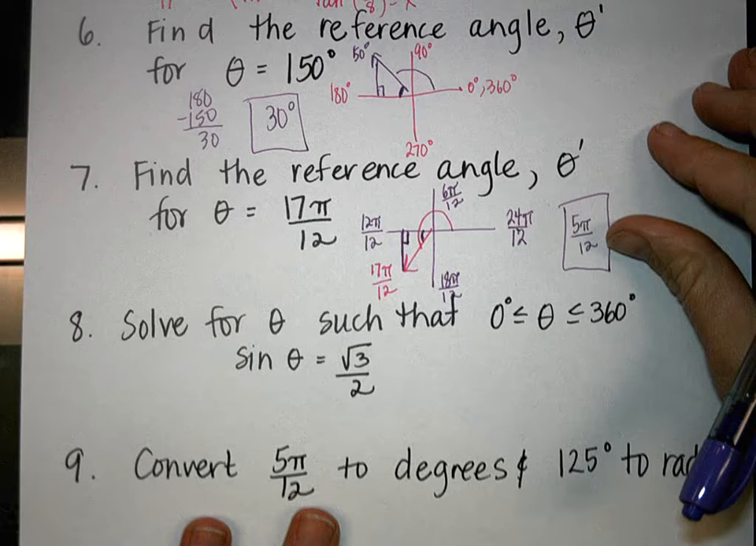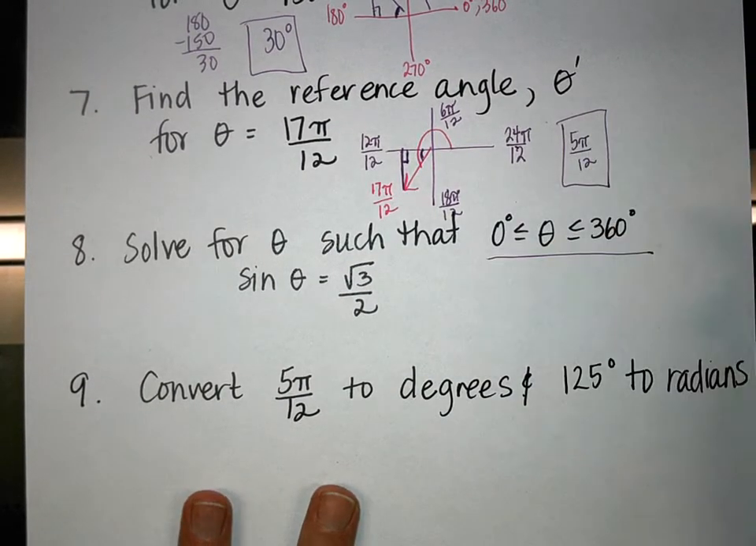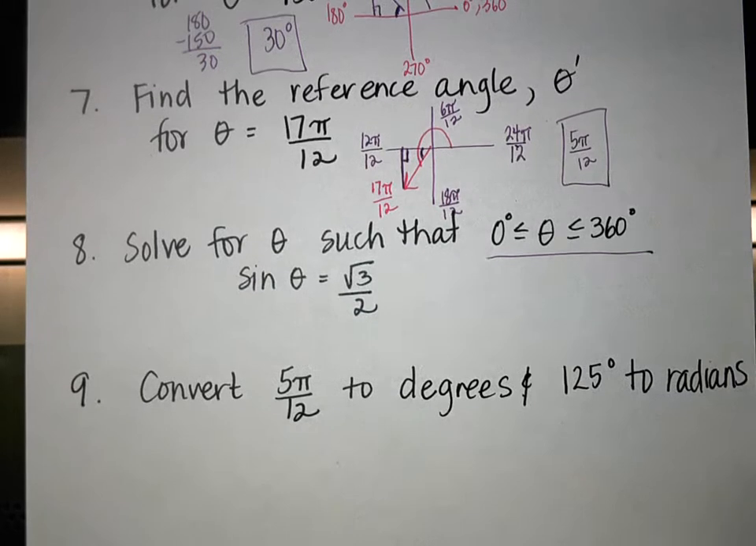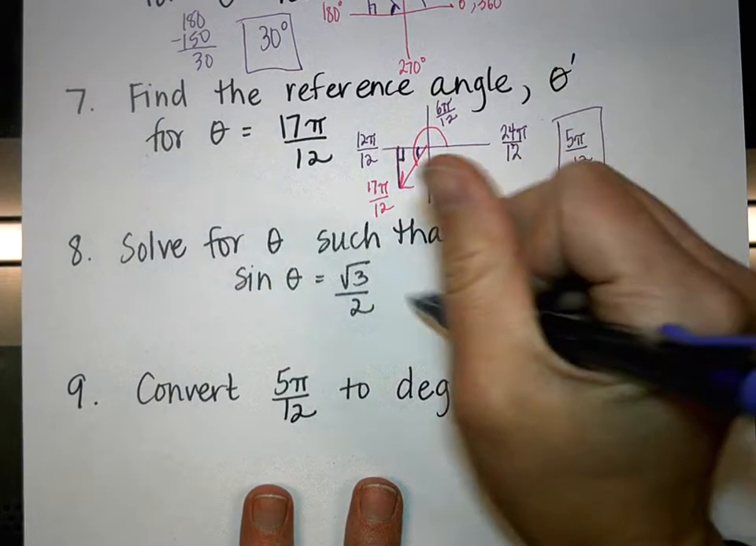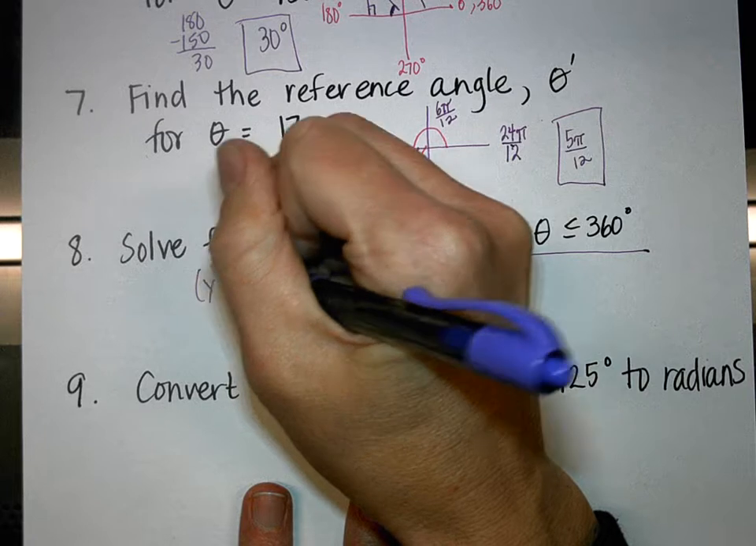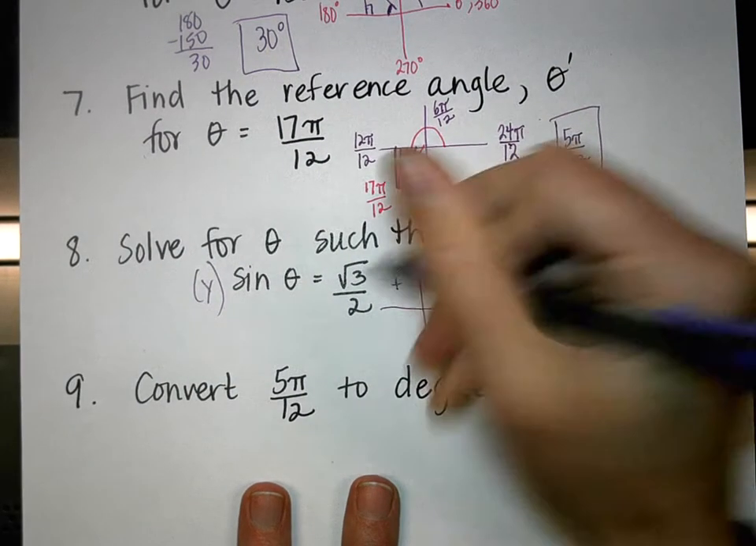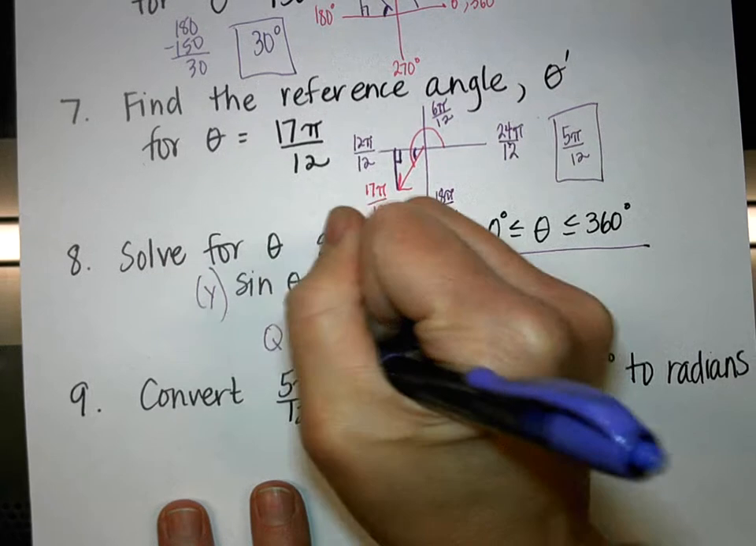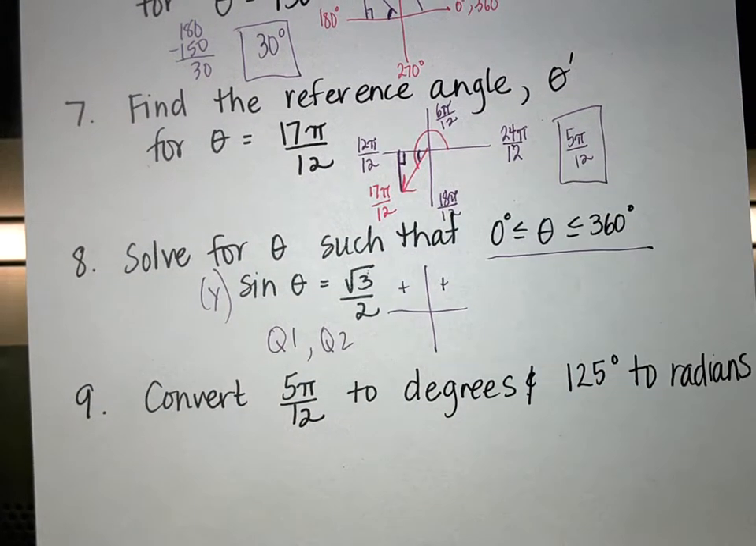Number 8, it says solve for theta such that it's between 0 and 360 degrees. So sine here is positive. We know that sine is dealing with y. Y is positive in quadrants 1 and 2, so we are looking for a y value that is root 3 over 2 in both quadrants 1 and 2.